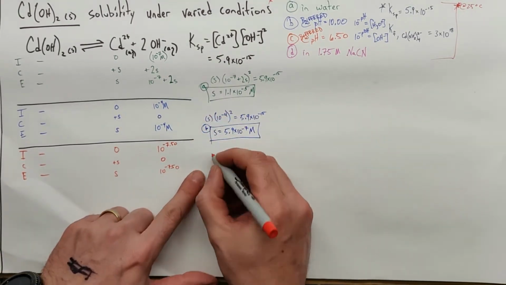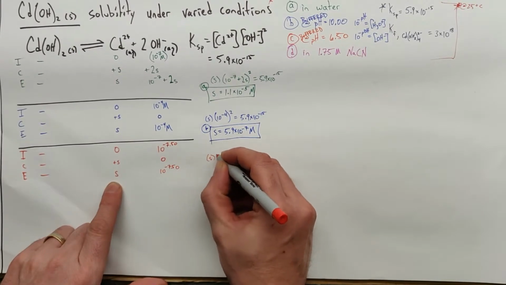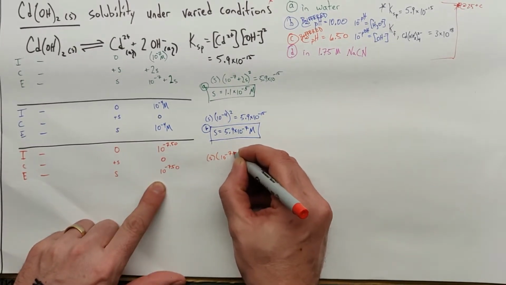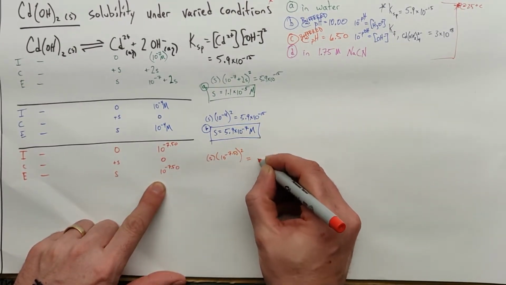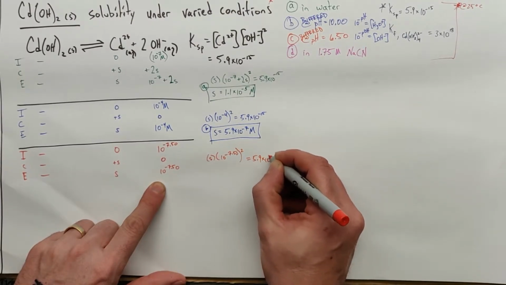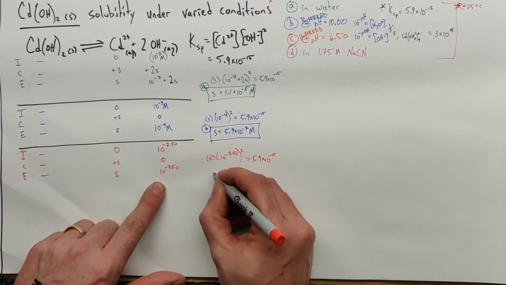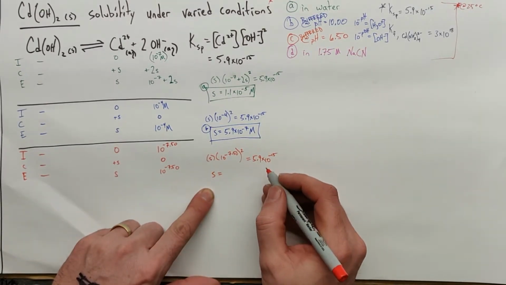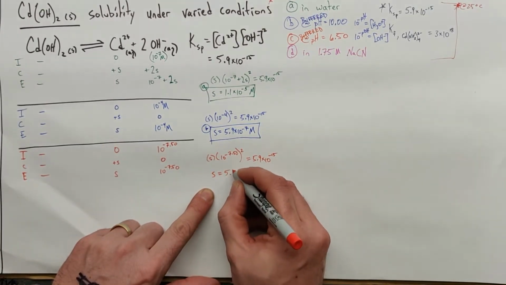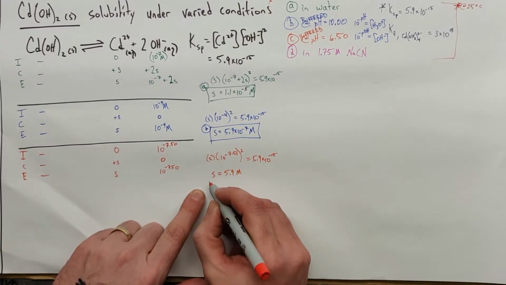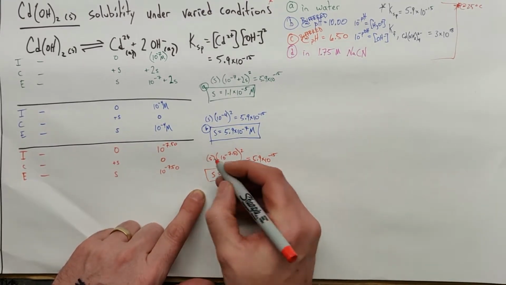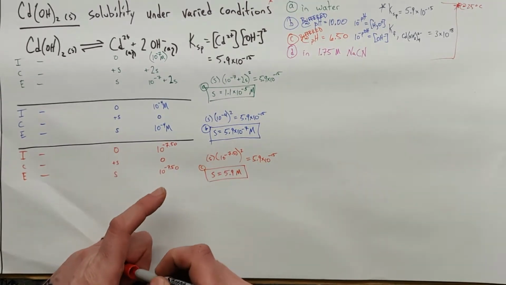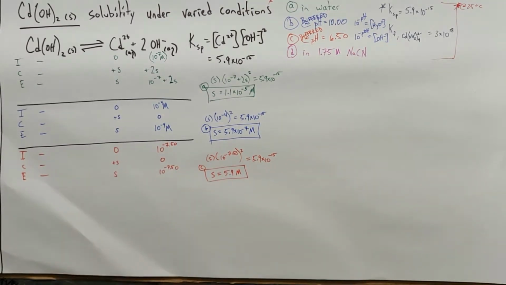Plugging in our equation, it's going to be S times (10 to the minus 7.50) quantity squared, 5.9 times 10 to the minus 15th, and our solubility here for scenario C is 5.9 molar. Huge difference in solubility there in an acidic solution. And I don't know if it's worth writing, but, well, what isn't worth writing, yeah?